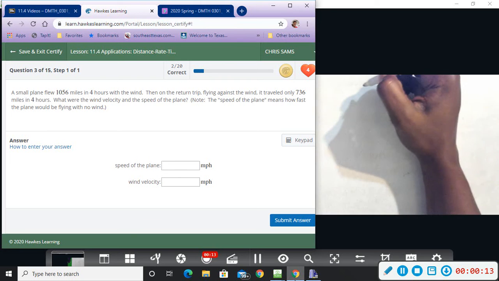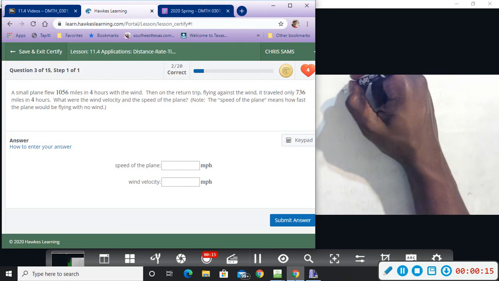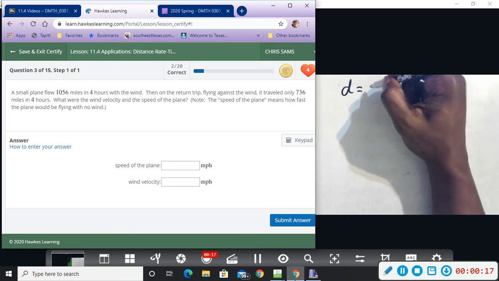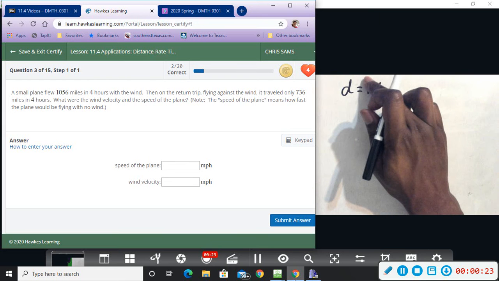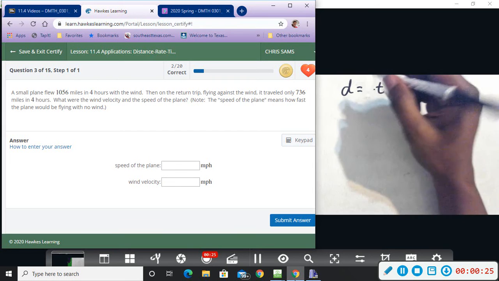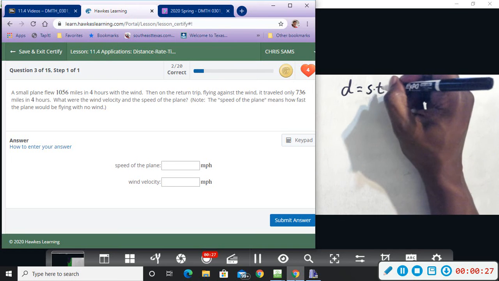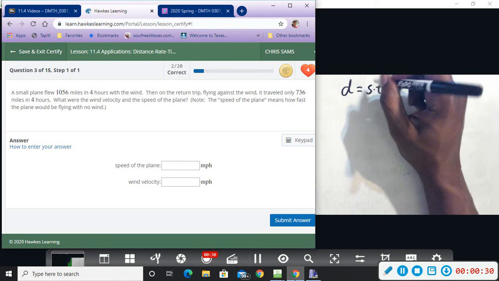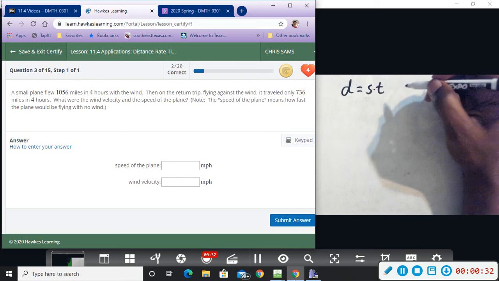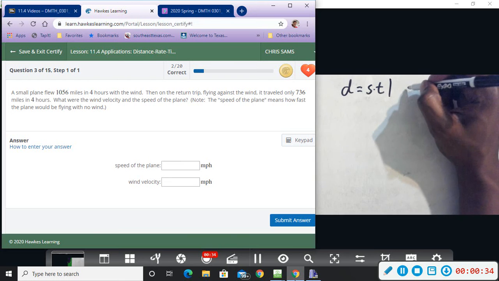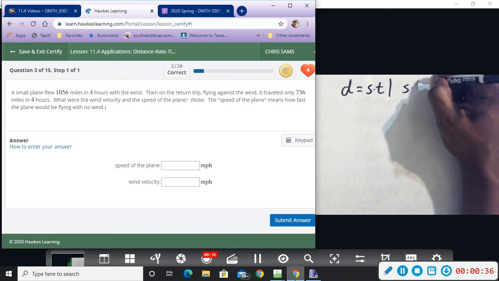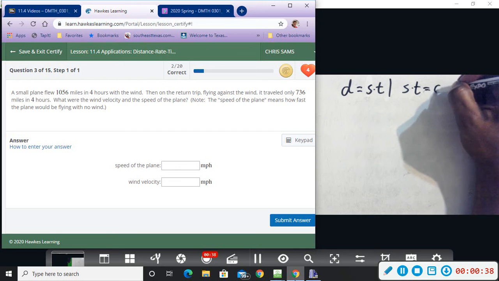Okay, so this time we need that distance formula. Distance equals, they use RT for rate times time. I like to change this R and put an S for speed. So kind of like if you know your speed, you know how many hours you've been driving, you multiply those, that tells you your distance. I'm going to write it the other way though. S times T equals D.